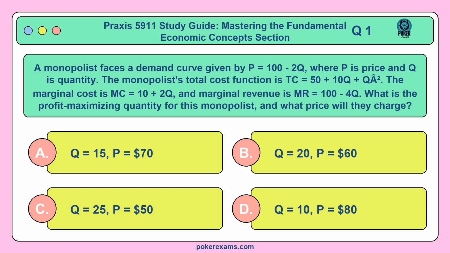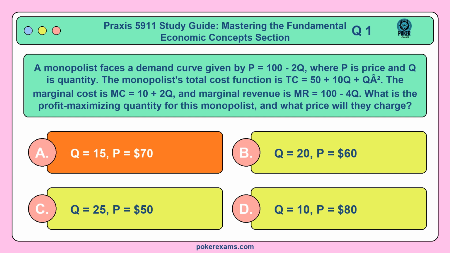Question 1. A monopolist faces a demand curve given by P equals 100 minus 2Q, where P is price and Q is quantity. The monopolist's total cost function is TC equals 50 plus 10Q plus Q squared. The marginal cost is MC equals 10 plus 2Q, and marginal revenue is MR equals 100 minus 4Q. What is the profit maximizing quantity for this monopolist, and what price will they charge?